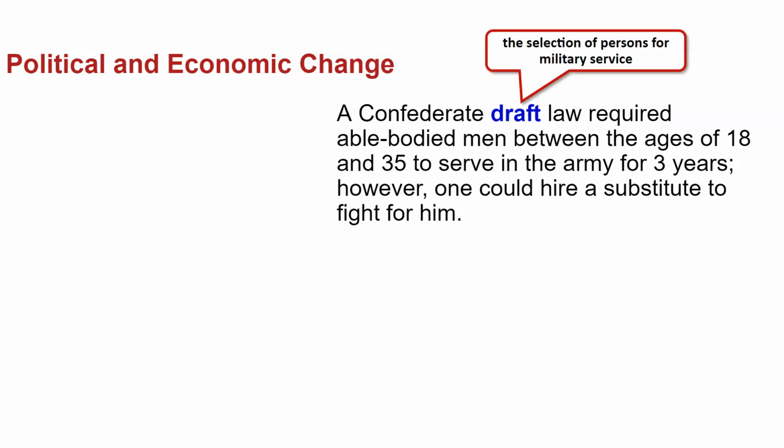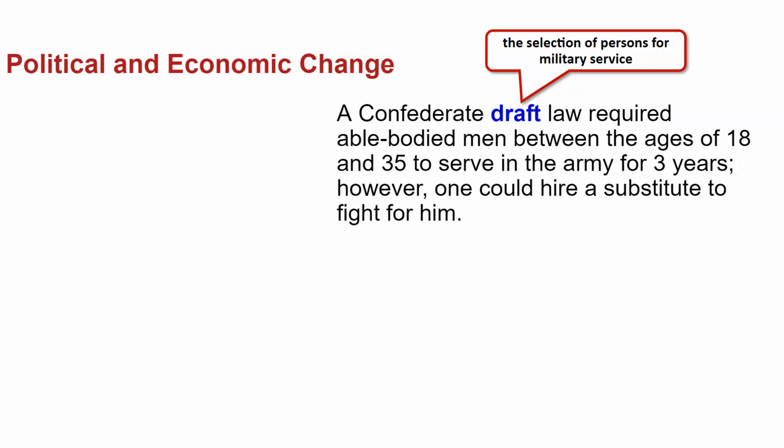So the other part of this is having enough soldiers. So the Confederate Army puts in a new draft law, which requires basically any able man between the ages of 18 and 35 to serve in the Army for a minimum of 3 years. And draft is essentially the selection of a person for military service. And certainly in the United States, we still have the Selective Service, but we haven't used it in a while.